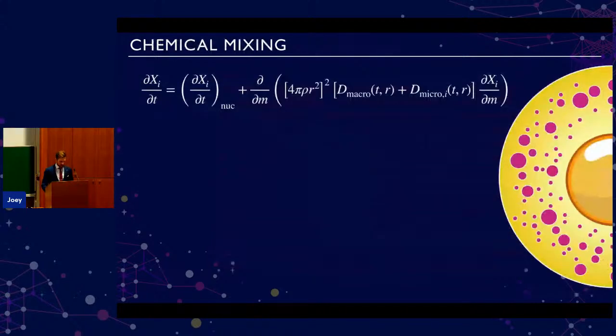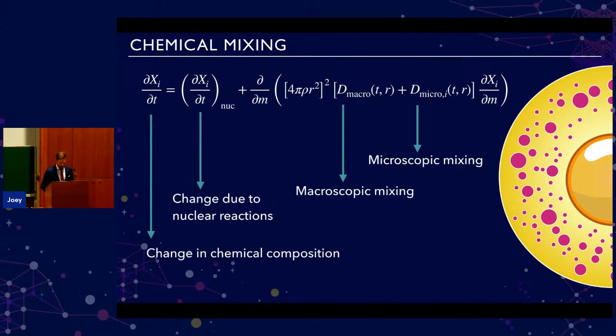And secondly, this concerns the uncertainties that we have in the mechanisms and efficiencies that transport chemical elements in the star. I'm showing you here one of the fundamental equations of stellar evolution. Don't be scared. All you need to know from this is that the change in the chemical composition over time for a specific element is due to nuclear reactions.